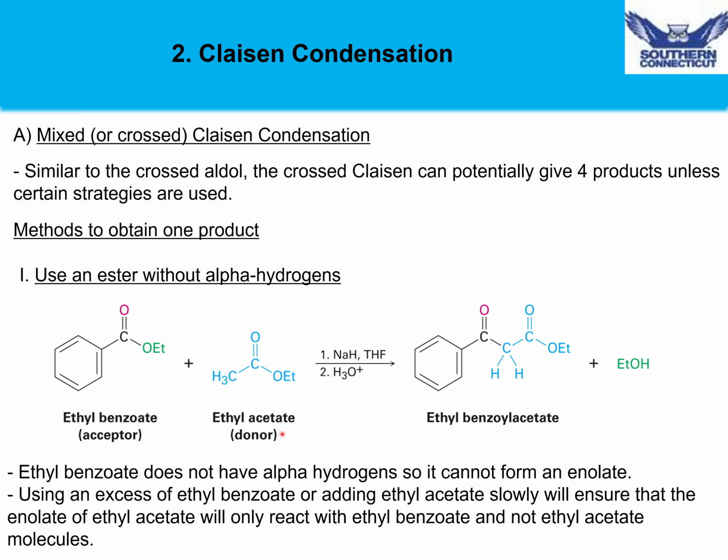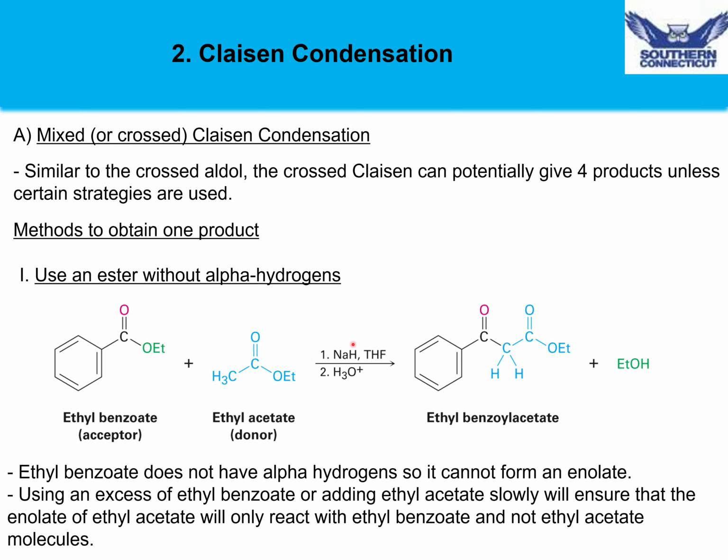One of those strategies is to use an ester that doesn't have alpha hydrogens and therefore can't form an enolate. As a result, it will be the acceptor in the reaction or the electrophile in the reaction. Here's an example where that strategy is used. So mixing ethyl acetate and ethyl benzoate plus base should lead to a Claisen reaction where a single product is obtained. So ethyl acetate has alpha hydrogens.